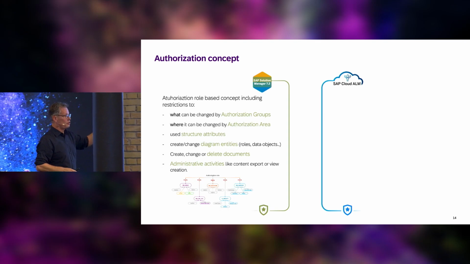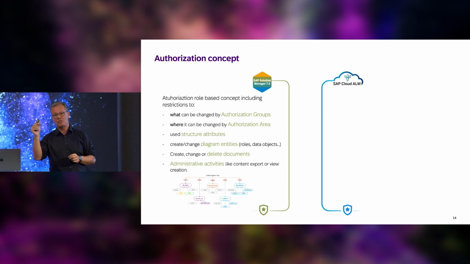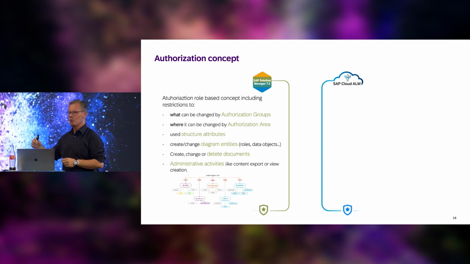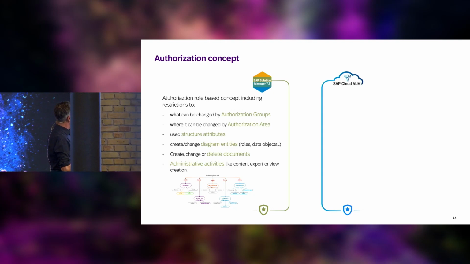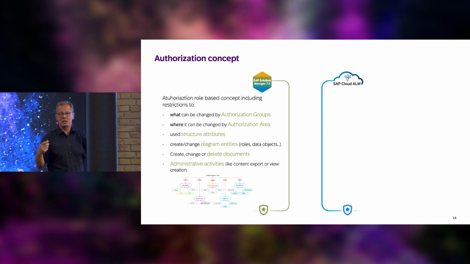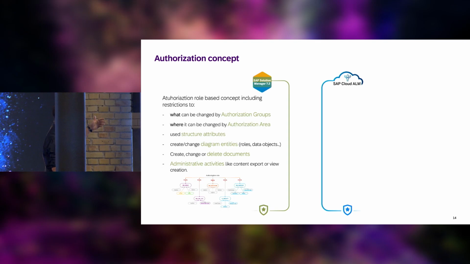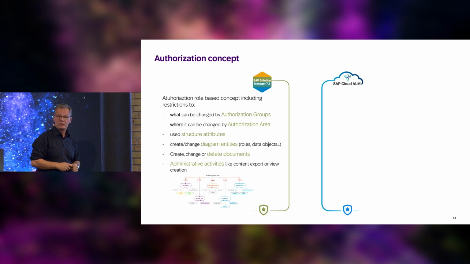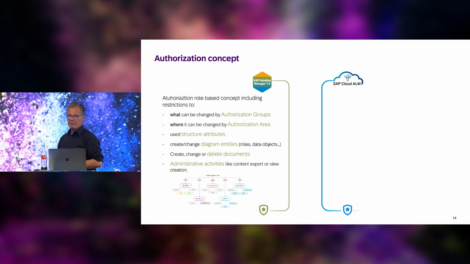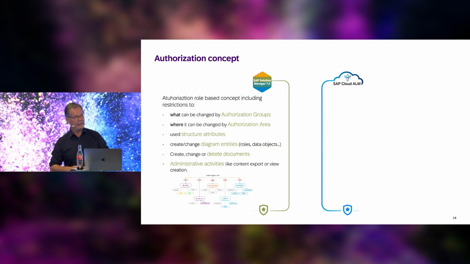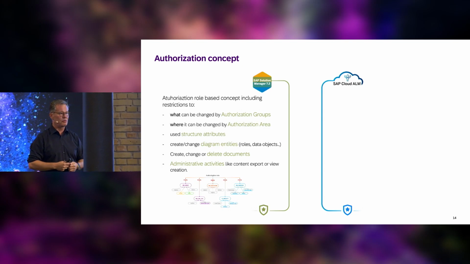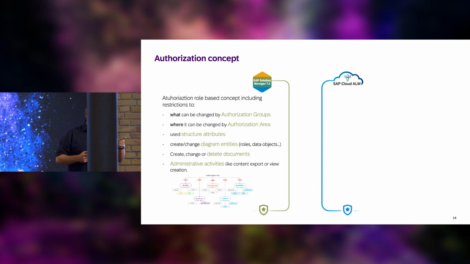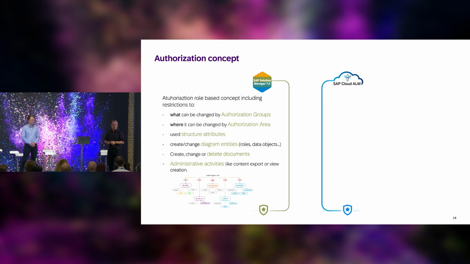We have structure attributes where we can restrict the changeability of a certain attribute by a dedicated person. We have diagram entities who may create another data object or role, or we have also dedicated authorization elements for documentation handling. And finally, administrative activities like creating reports or creating sites or creating scopes.